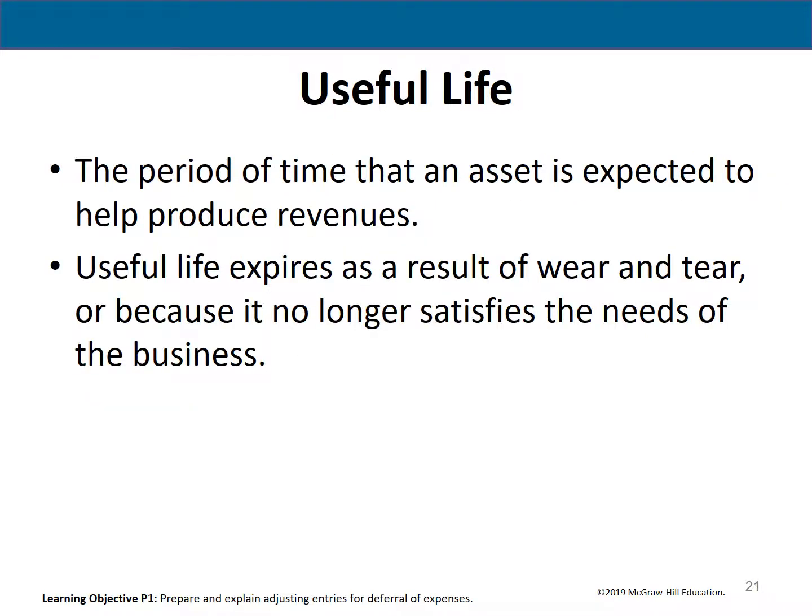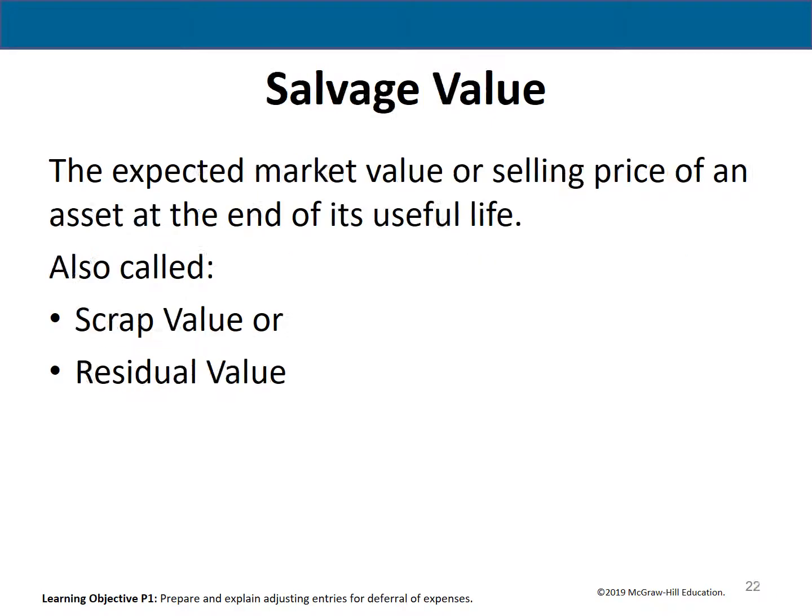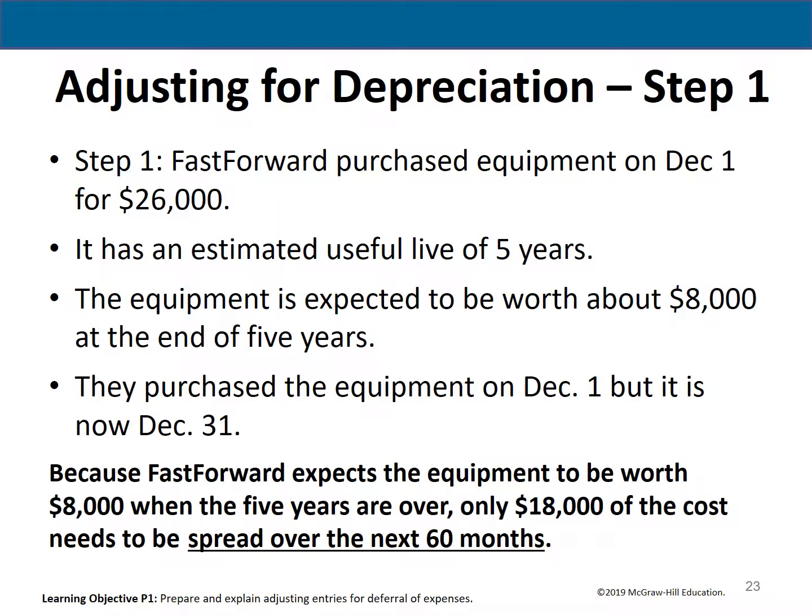Now, the useful life again is how long the company thinks they're going to use it, and it has to be rational. Salvage value, sometimes called scrap or residual value, is how much they think they could sell it for at the end. So let's say, fast forward, they purchased equipment on December 1st for $26,000. They expect to use it for 5 years, and it's going to be worth $8,000 at the end of 5 years. So that's all prediction.